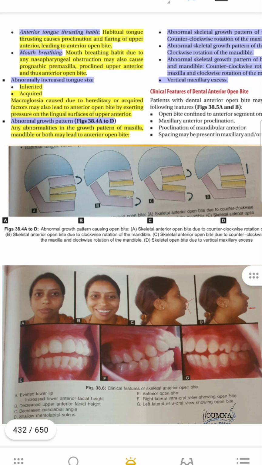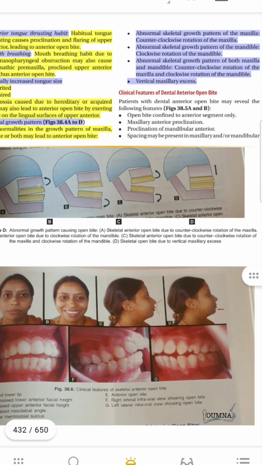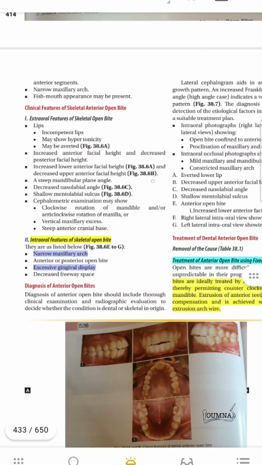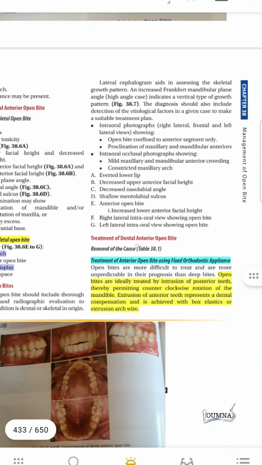For example, the counterclockwise rotation of the maxilla or the clockwise rotation of the mandible, or if we have both the counterclockwise rotation of the maxilla and the clockwise rotation of the mandible. The intraoral features are the narrow maxillary arch and excessive gingival display.